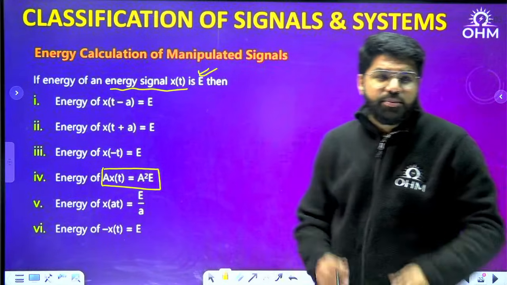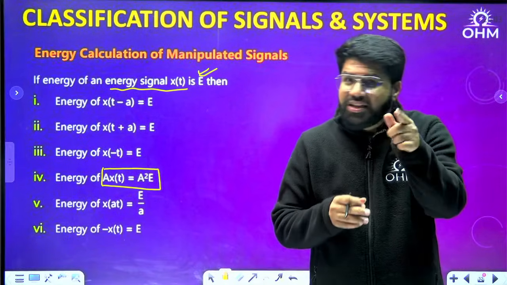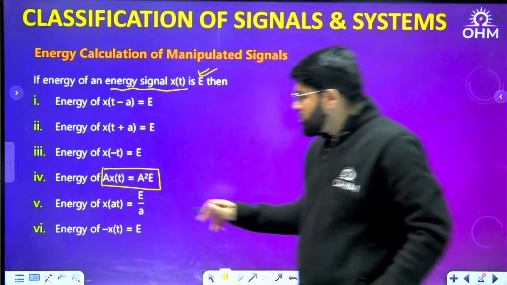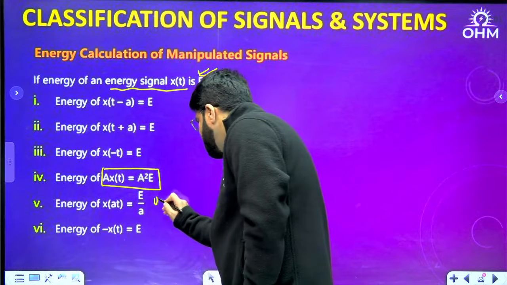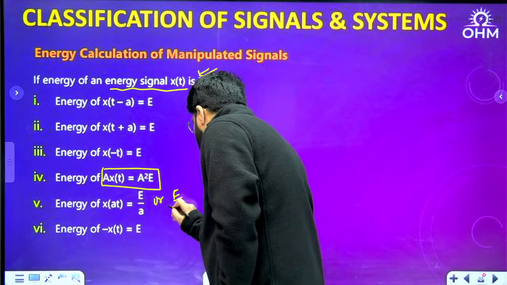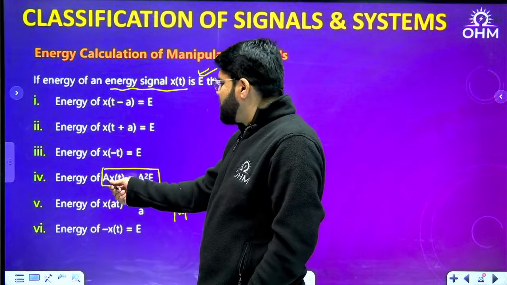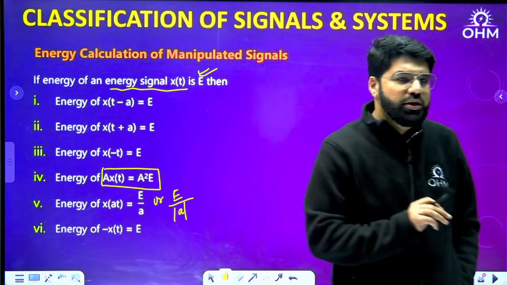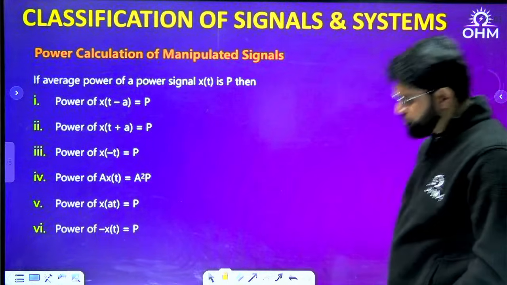So if the energy of signal x(t) is E, for a x(t) it is a square E. Then time scaling will change the energy, because time scaling is compression or expansion of the base, and we have seen energy is also proportional to the base width of the signal. So for time scaling, the energy is given by E by a, or more generally E by mod a, if by chance a is negative. For -x(t), energy will be the same, because -x(t) means a is -1, but (-1) square is 1 only.